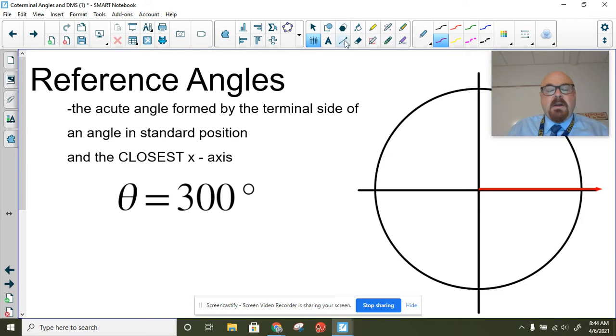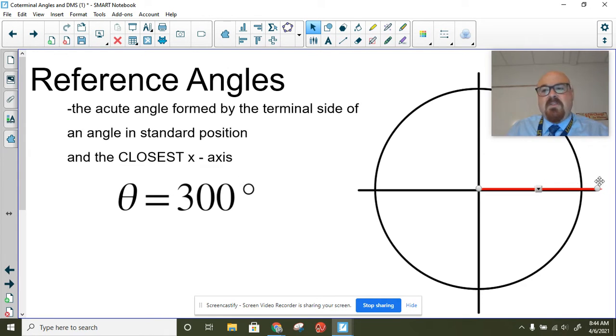Okay, another quick example of reference angles. This would come after the description or the defining of reference angles in a previous video. This is just another quick example just to emphasize one more point. So here is an angle theta that's 300 degrees, right? So here's the terminal side.